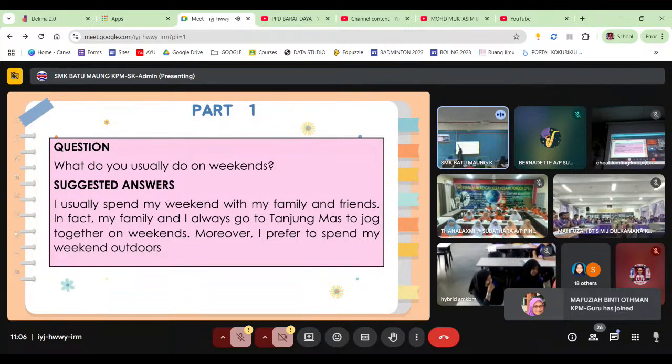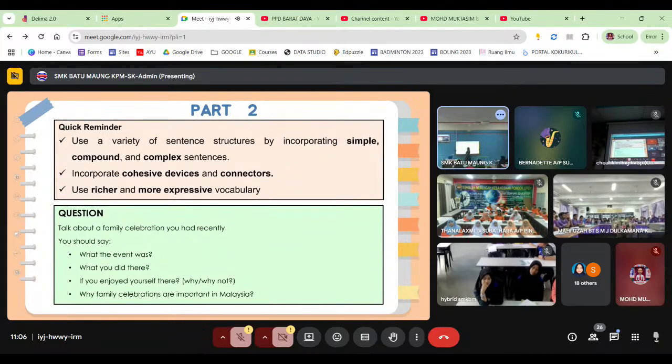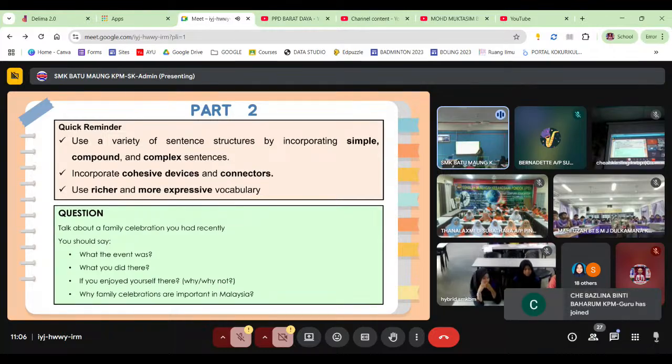Let's look at part 2. Again, the same thing again. Use a variety of sentence structure. Cohesive device. Use a more expressive, descriptive vocab. Okay, for part 2, it is called long individual turn. How long must you respond to the question?